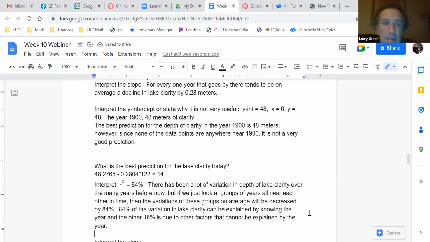Any questions? Any questions on that? Okay, what are the factors you think there might be? It's not a math question, but it kind of helps to see what I mean by other factors. What are the factors besides just what year it is?